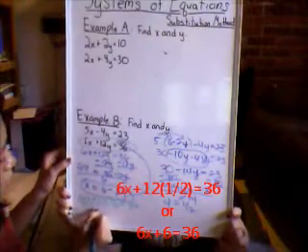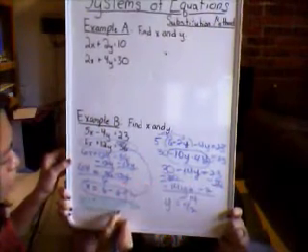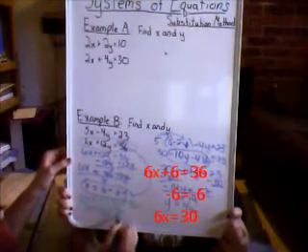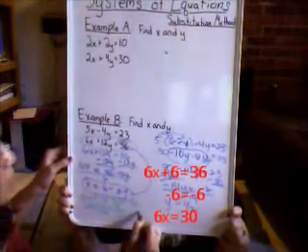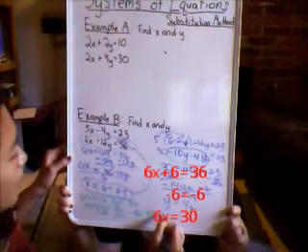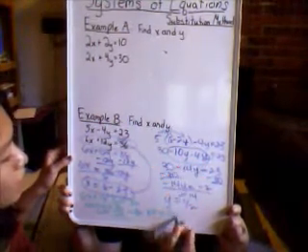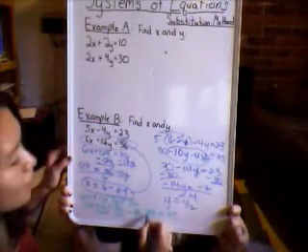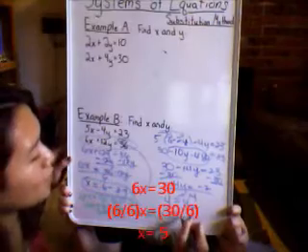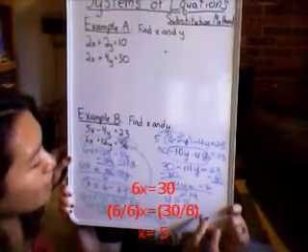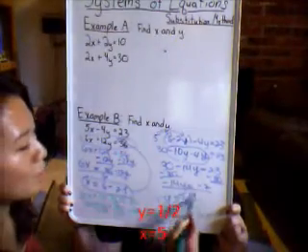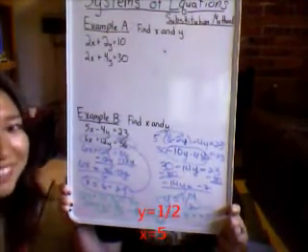So 6x plus 6 equals 36. Then you subtract 6 on both sides, which ends up being 6x equals 30. Easily you'll know it's 5, but just divide by 6 on both sides, and you'll get x equals 5. So your two answers are y equals 1/2 and x equals 5.